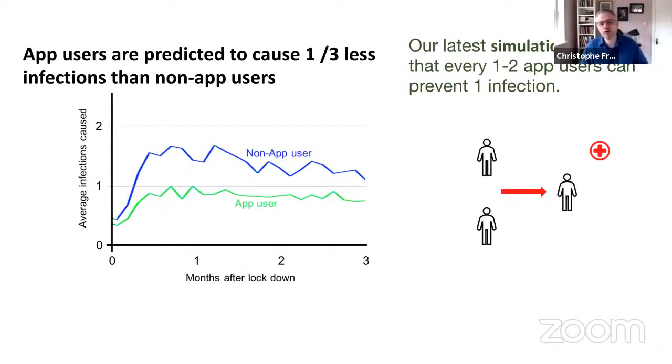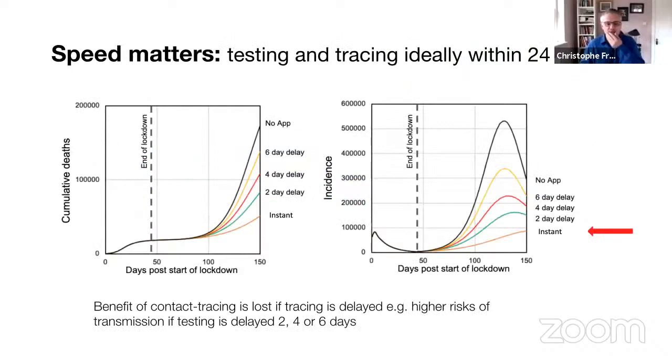So you can really quantify the impact of using the app, and that's essentially that if you're an app user, on average, you're going to cause a third fewer infections than non-app users with this intervention. And we can show in these simulations, one way of thinking about the effect of these apps is that for every 1 to 2 app users, you can prevent 1 onwards infection, in this scenario where the epidemic is starting to increase again towards a second wave.